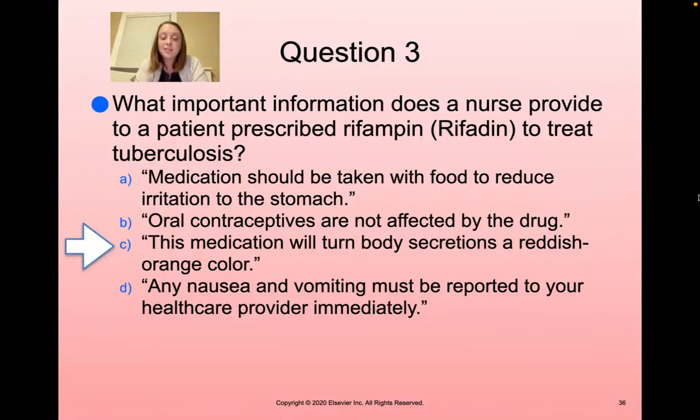A is not correct because this medication does not necessarily need to be taken with food. Oral contraceptives certainly are affected by this drug, and again, extra contraceptives should be used on top of those while taking this drug in order to maintain contraceptive effect. And nausea and vomiting can happen with this drug. It does not necessarily need to be reported to the provider immediately. It will frequently go away on its own.